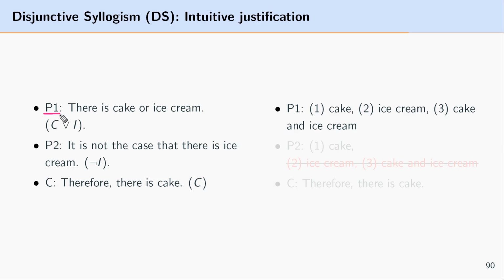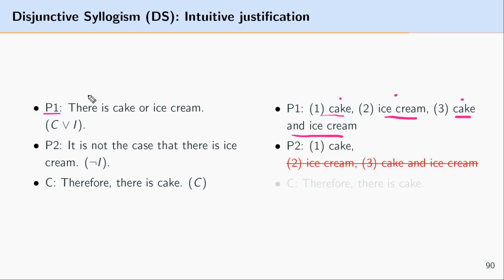There is cake or ice cream. Now, if this is true, then it's true in one of three cases. Either there is cake, there is ice cream, or there is both cake and ice cream. So premise 1 is true provided one of these three cases is the case.